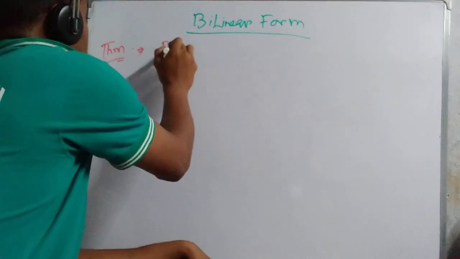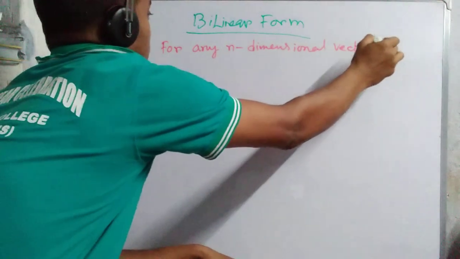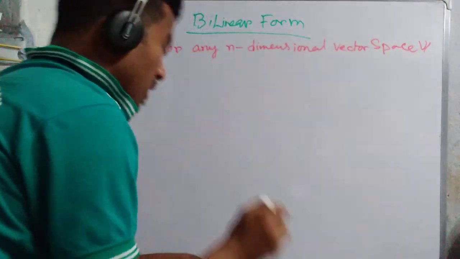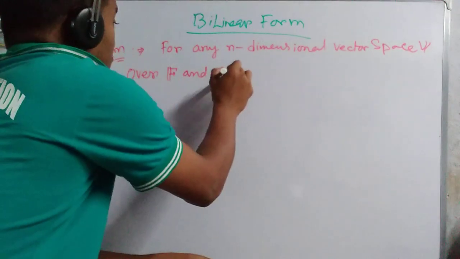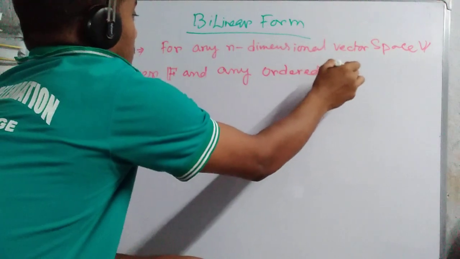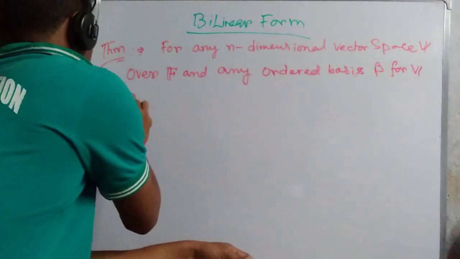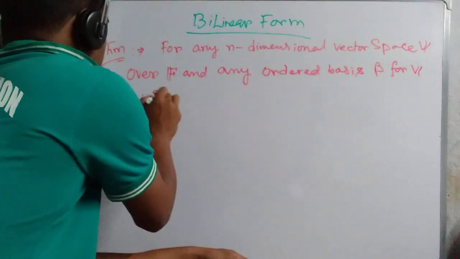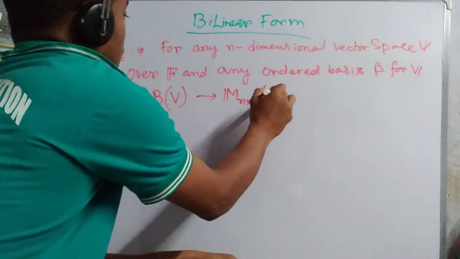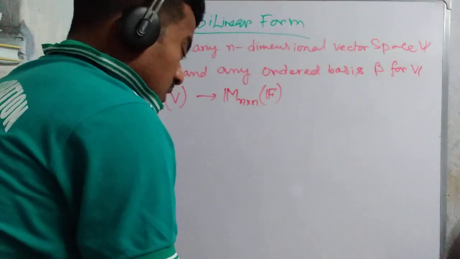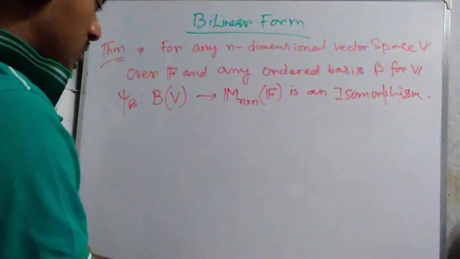For any n-dimensional vector space V over F and any ordered basis beta for V, the map psi beta from B(V), the set of all bilinear forms on V, to M n cross n of F, the matrices, is an isomorphism. We have to discuss this now.